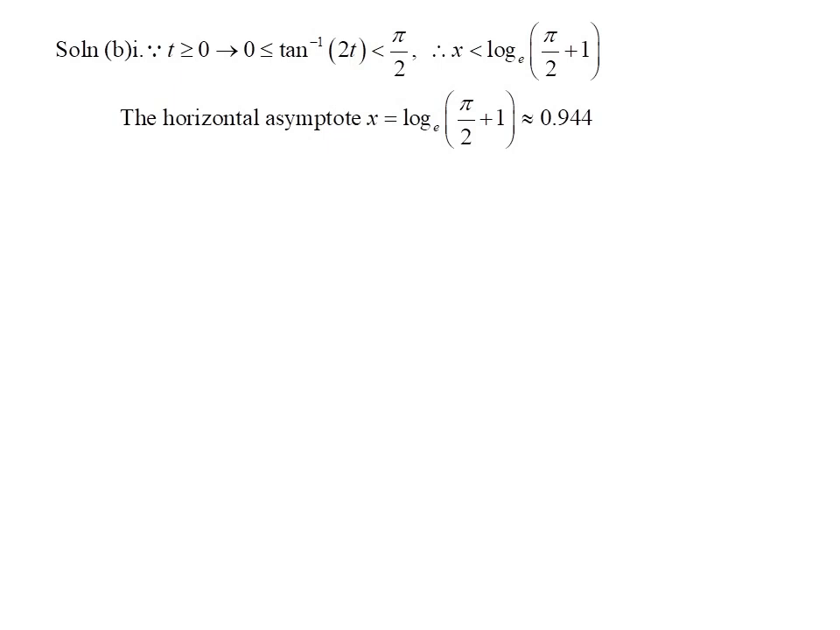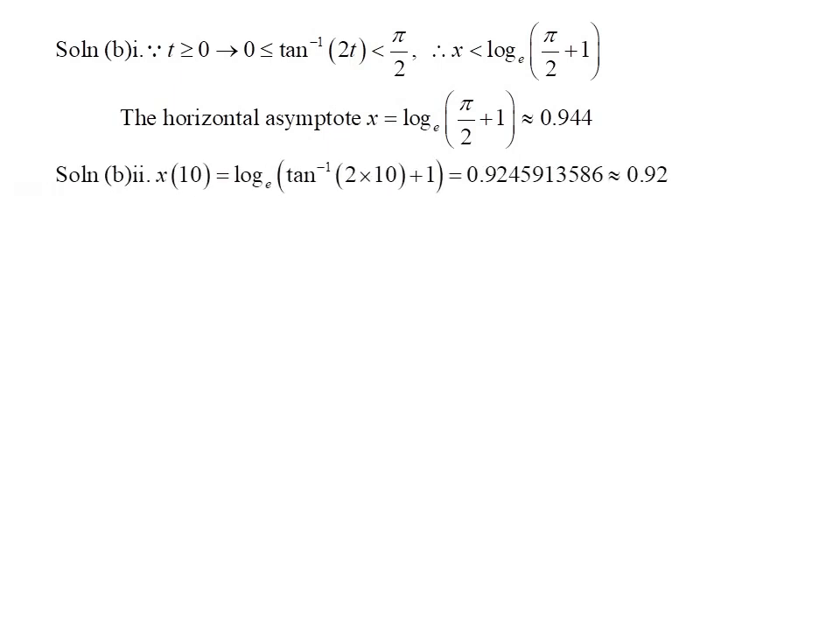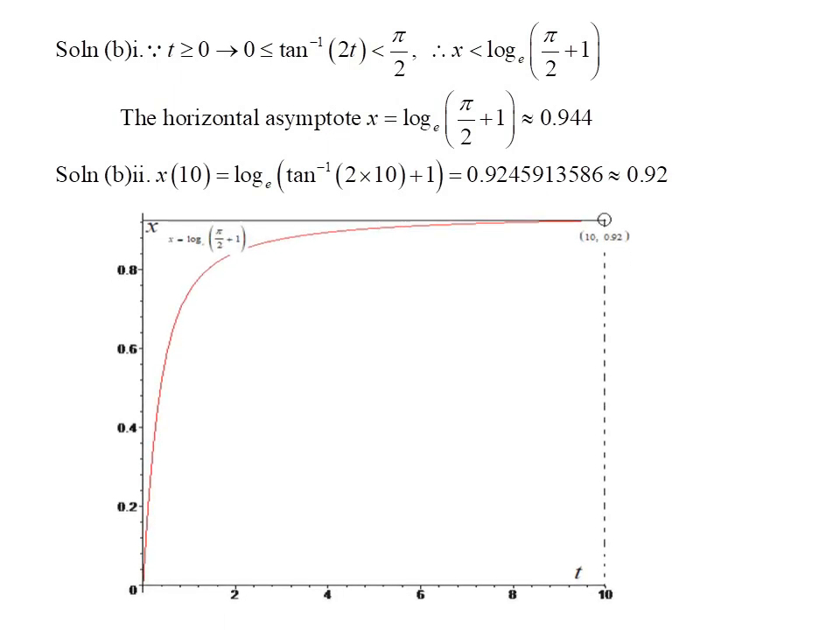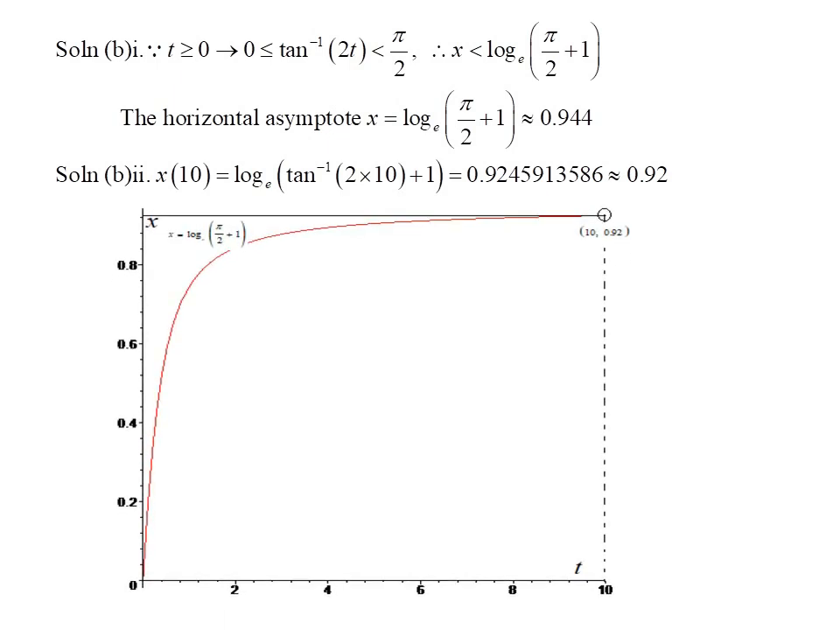equals 0.944. Section 2 of this question is to sketch the graph and the horizontal asymptote when t equals 10. So x of 10 equals logarithm base e of the sum of arctangent 2 times 10 and 1, which approximately equals 0.92. Hence, when t equals 10, the graph is sketched below along with the equation of the horizontal asymptote.